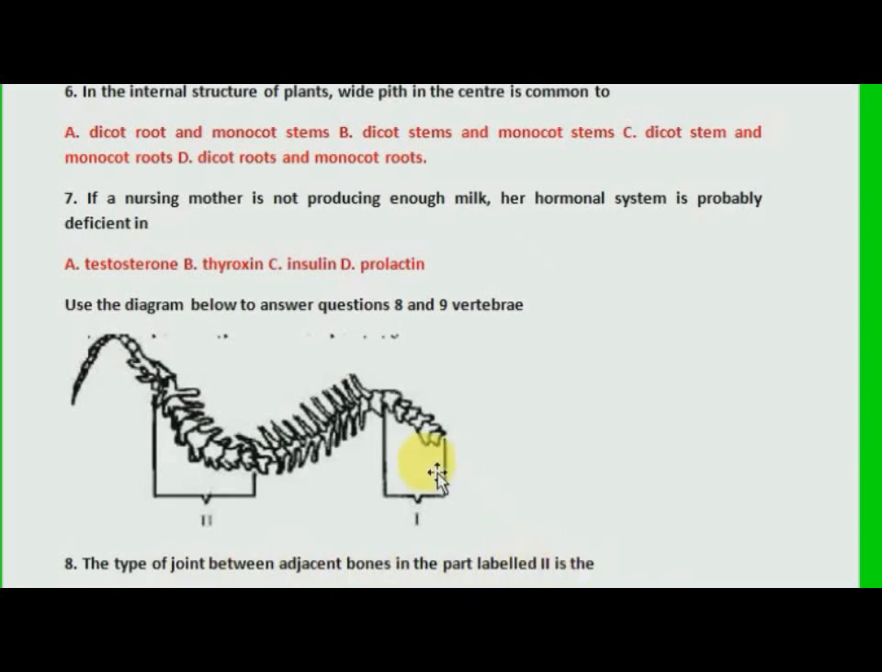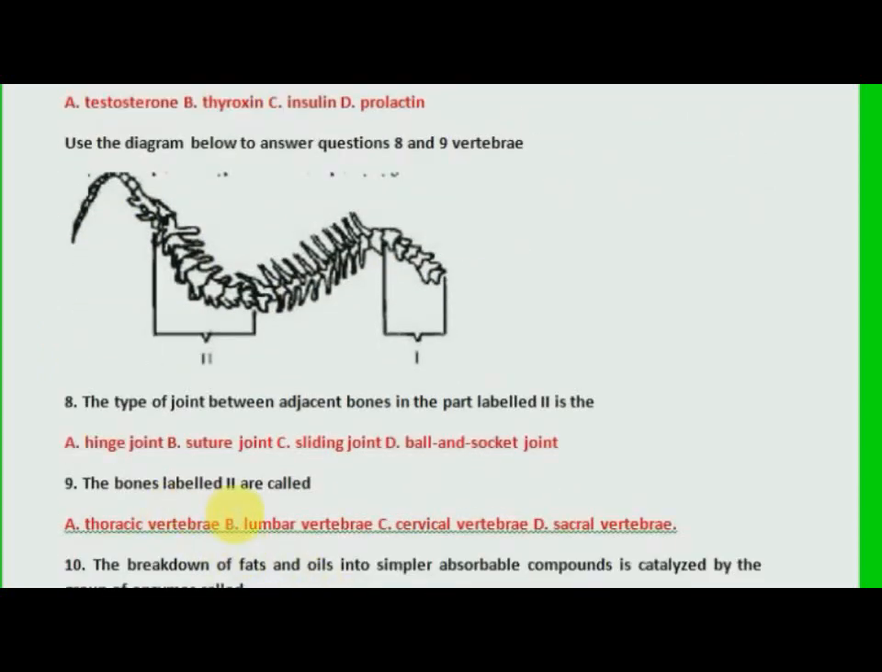Let's start with these five segments: cervical, thoracic, lumbar, sacral, caudal, basically. Now we have lumbar, sacral, caudal. In all of these, they exhibit what we call sliding joints. All right. The bone labeled 2 is called what? This particular one, we say this is C, cervical, thoracic, lumbar. So the answer is lumbar vertebrae.